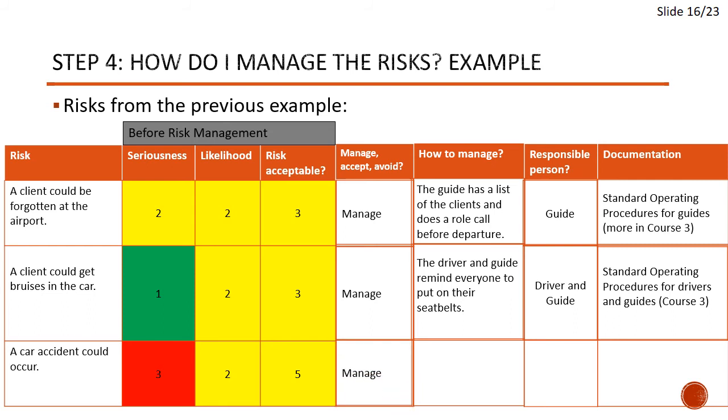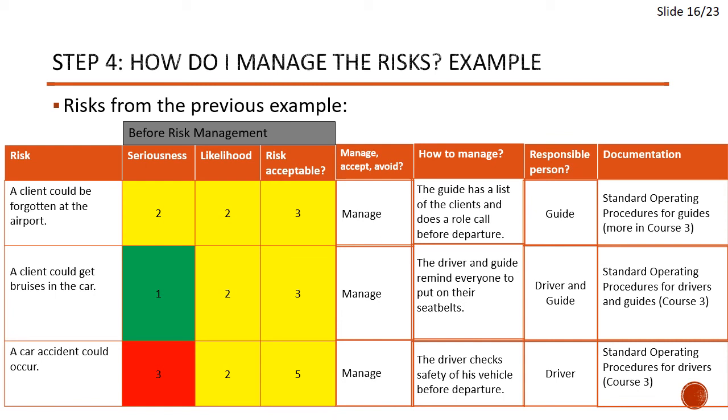How do we manage it? For example, the driver can check the safety of his vehicle before departure. This is just one thing he can do. He will also have to follow the local traffic laws, take breaks, etc. So who's the responsible person on the ground? The driver. Documentation. These rules can be written down in our standard operating procedures for drivers. Again, just as a reminder, these are just examples, and the way of managing a risk as well as deciding who's responsible may be very different in your country and company.